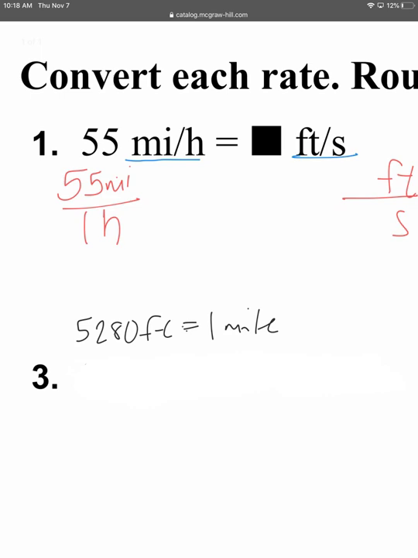So we need to know how many feet there are in a mile. And then we also need to know, what else do we need to know here? How many what? How many seconds there are in an hour? Can we go straight from hours to seconds? What do we need to know first? Right? How many minutes? So there's 60 minutes.